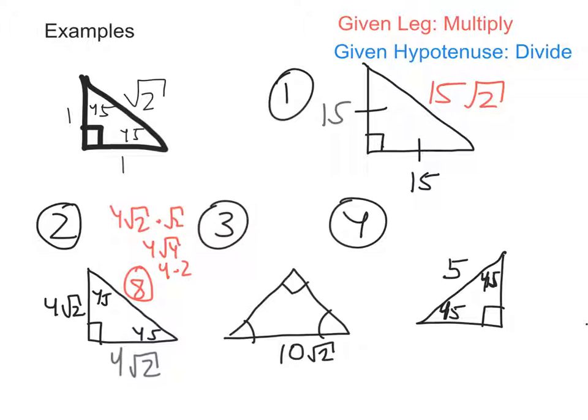If I'm given the hypotenuse, I have to go the other way. So for both number 3 and number 4, I'm going to divide by the square root of 2. Now for 3, this one's really simple because I notice I have the square root of 2 in the hypotenuse, so I can see that both of these are just going to both be 10, and I have my ratio. 4 is a little trickier for two reasons. One, the hypotenuse is an odd number, and 2, I'm going to have to divide it by the square root of 2.